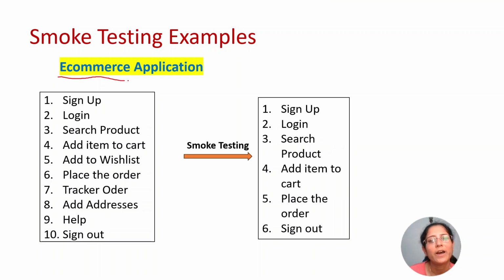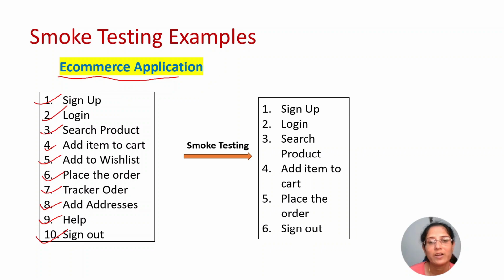I'm taking an example of an e-commerce application. My e-commerce application consists of these functionalities: sign up, login, search product, add item to cart, add to wish list, place the order, and track the order. You can add billing and shipping addresses. Then there is a help option where you can chat with the customer support team, and there is a sign out button. So my e-commerce application consists of these many functionalities.